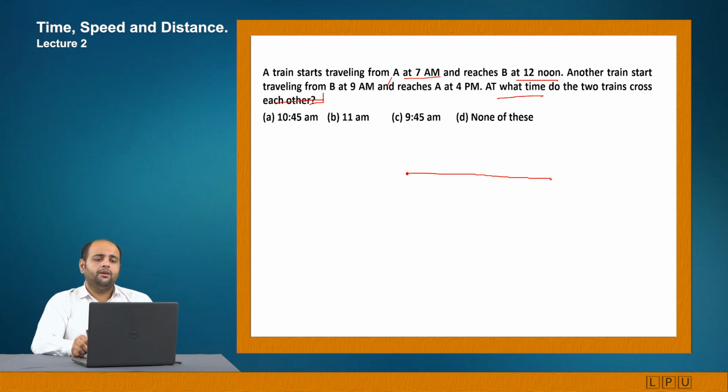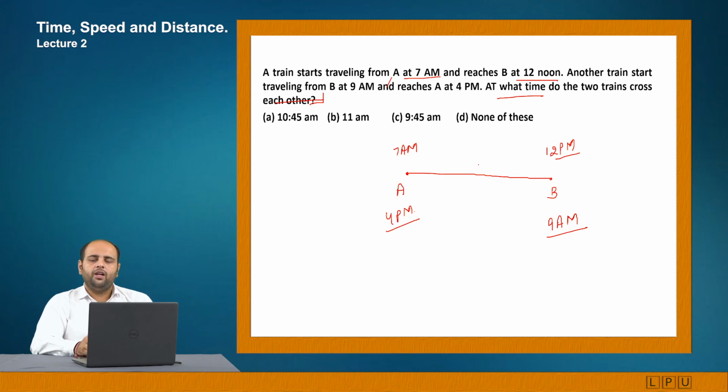This is a point. A train starts from A and reaches B. Here it will start at 7 a.m. and reaches here at 12 noon, so it will be 12 p.m. And now another train starts from B at 9 a.m. and it reaches A at 4 p.m. So this will be the time. Now at what time do they cross each other?